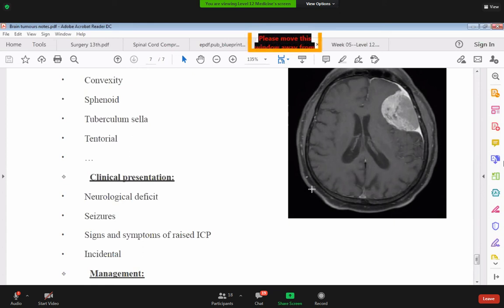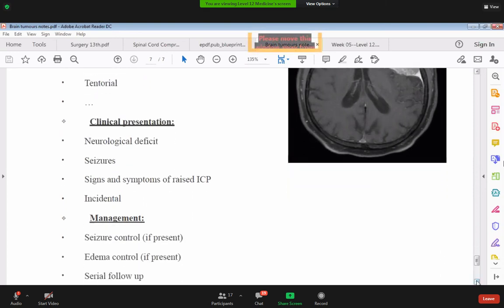So the symptoms can be neurological deficits depending on its size as well as location, seizures, signs and symptoms of raised intracranial pressure, and sometimes there are no symptoms. They are asymptomatic, but incidentally they are found while investigating for some other disease.